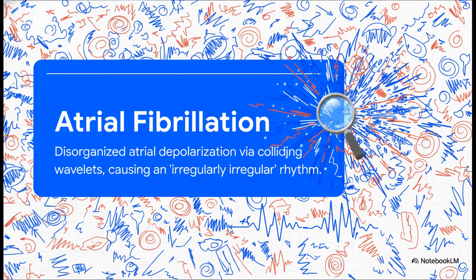Now, if atrial flutter is organized, atrial fibrillation is, well, it's pure electrical chaos. Instead of one big loop, you have all these tiny multiple electrical wavelets crashing into each other all over the atria. The result? The atria don't really contract effectively. They just quiver. And all those chaotic signals bombard the AV node, which lets them through randomly. This creates a ventricular response that's famously irregularly irregular.